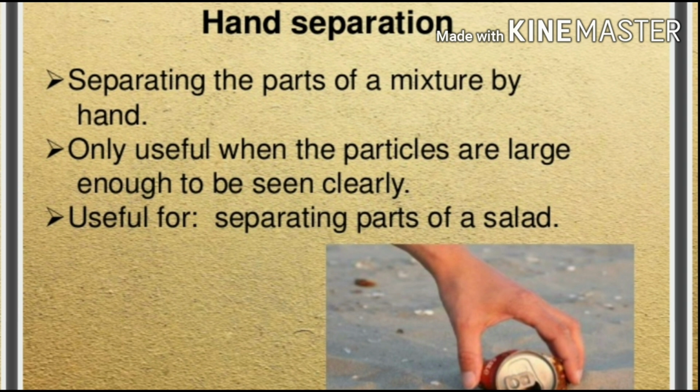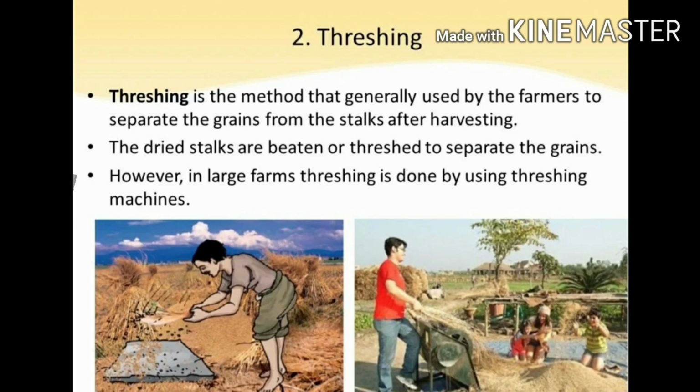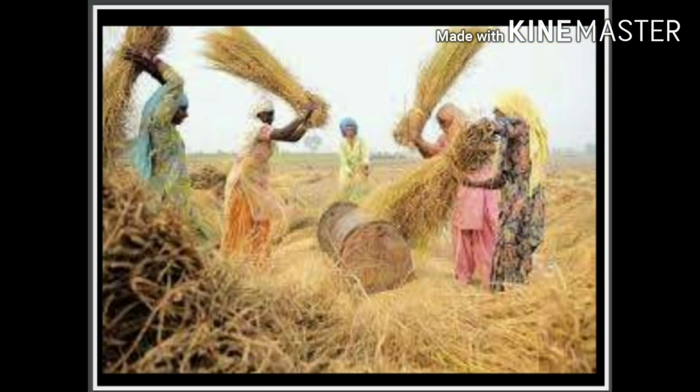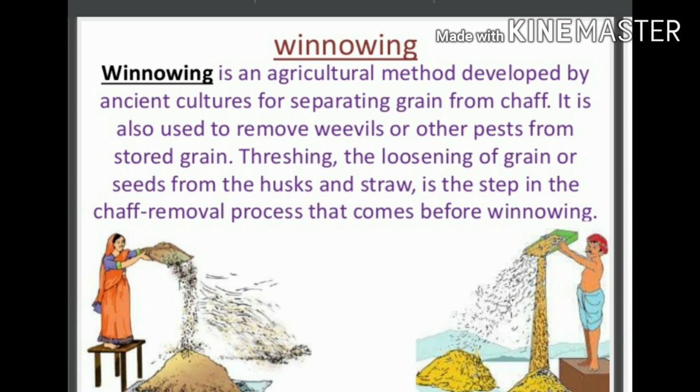Now, another method which is very popular amongst the farmers is threshing. In this, bundles of dried stalks of crops are beaten on the hard surface, and this helps to separate grains from the ripened and dried stalks of crops. And it can be done manually or by using large machines. You can see the picture of threshing. Right? Now another method is winnowing.